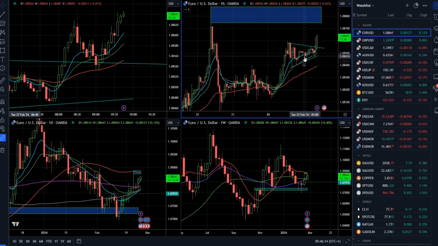So very good constructive intraday charts in combination with this weekly rejection from a few weeks ago, and so keep an eye on the euro dollar to the upside.